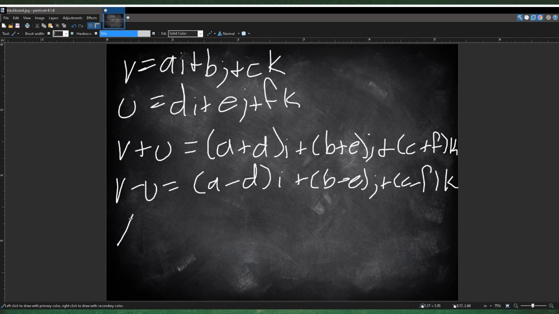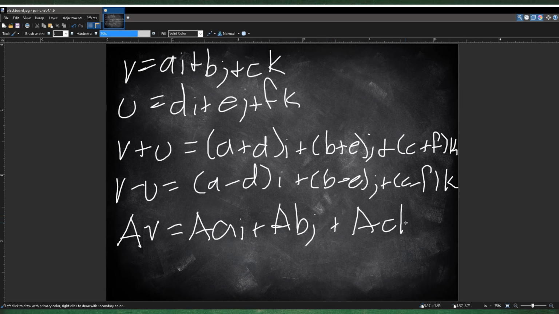Also, if you're scaling it, like you have a as a scalar, so it's like 2v or something, then you just have a times a i plus a times b j plus a times c k.